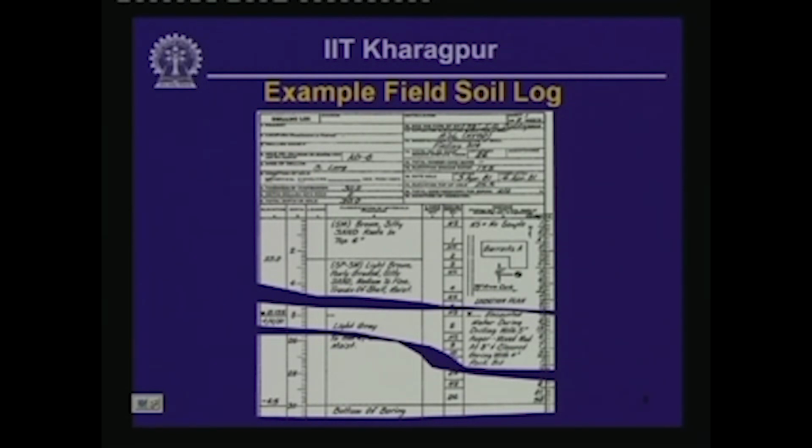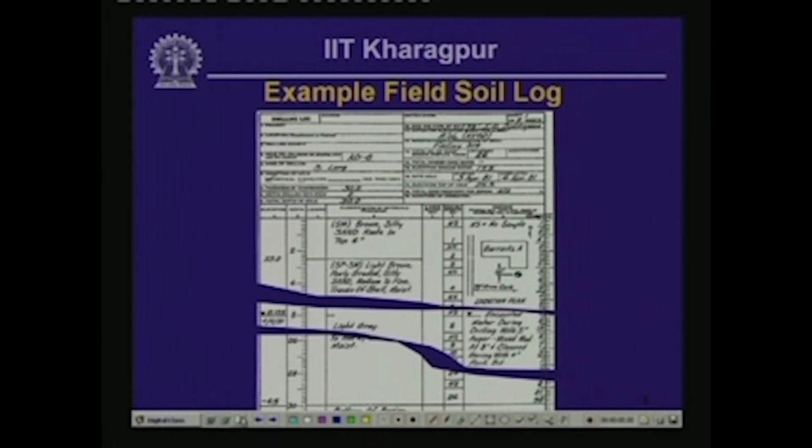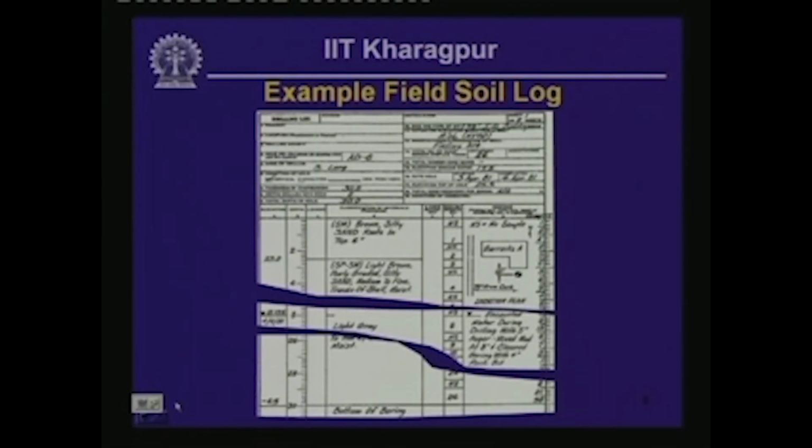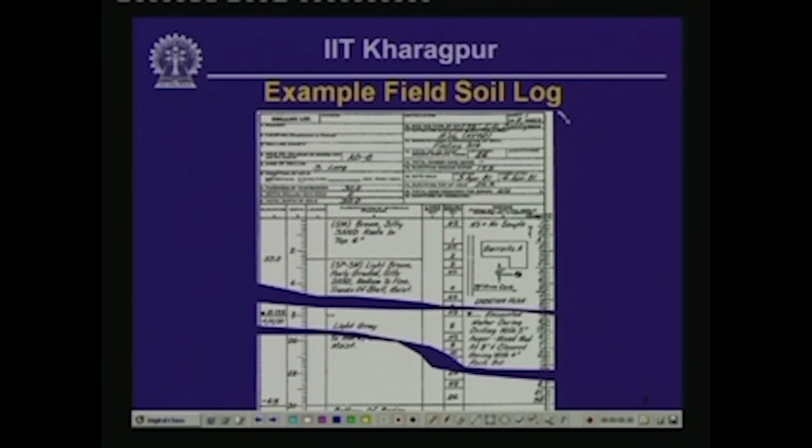Okay. Now, this is an example of a soil log that is obtained during a drilling, and here you can see that near the top portion of this soil log, we give the information regarding the location of the borehole, who is supervising the drilling, who is performing the drilling, what kind of weather there was during the drilling work, when the drilling was done, what is the top elevation of the drilling, and what was the procedure used in the drilling process.